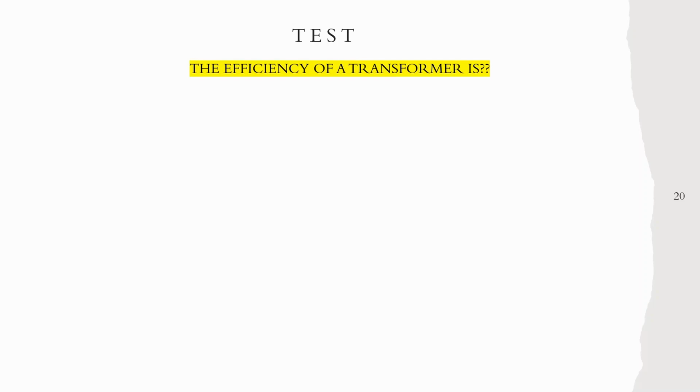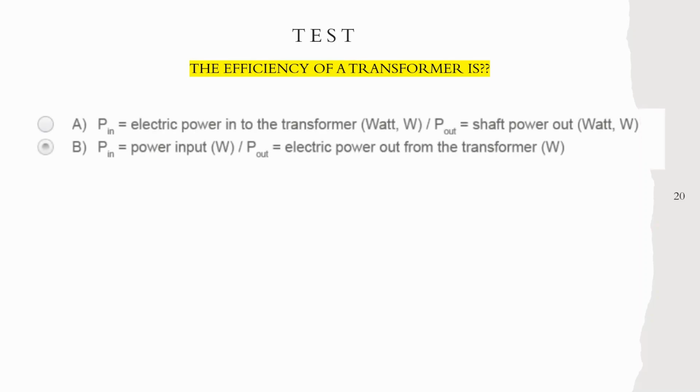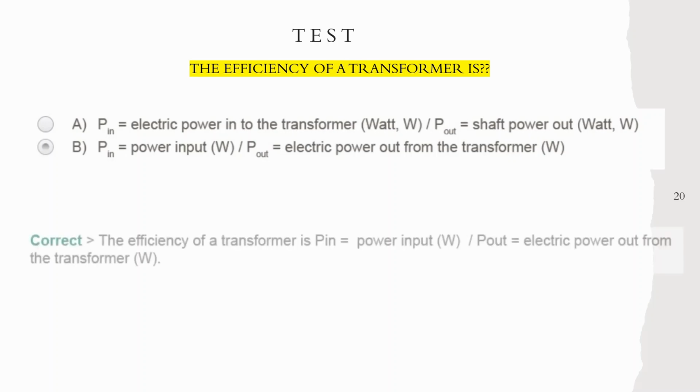The efficiency of a transformer is. What is your answer? Very clear. Letter B: power input over power output, that is W over P, equal to the electric power output from the transformer, that is watts. So, okay, power out over power in.